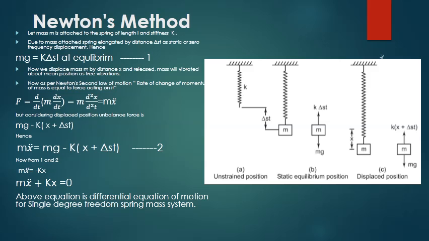First of all, Newton's method. So what do you believe about Newton's method? According to Newton's law, the rate of change of momentum of a mass is equal to the force acting on it. So first of all, consider a spring of stiffness K.